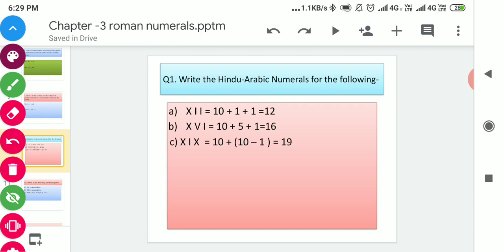Question number B. XVI. According to that rule 5, the smaller number V is kept to the right side of X. Then we will add 10 to 5. Again, a smaller number I is kept right side of the bigger number V. Then we will add this I in 5. That is, we add 1 in 5. The answer will come 16.